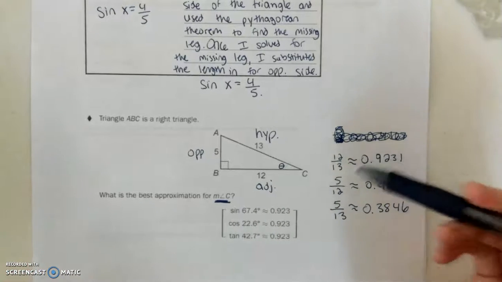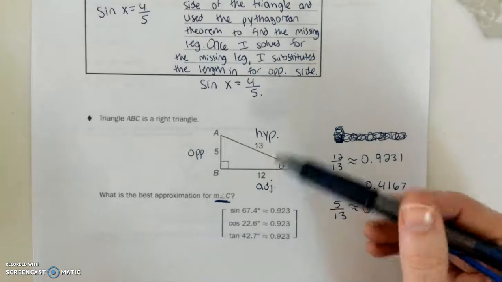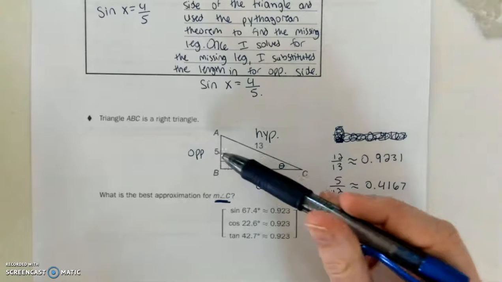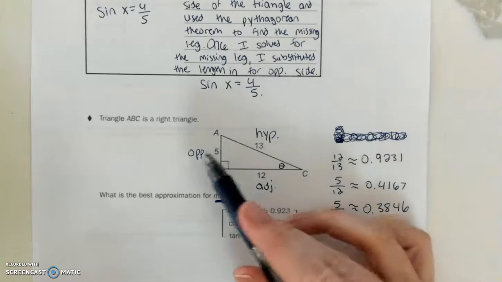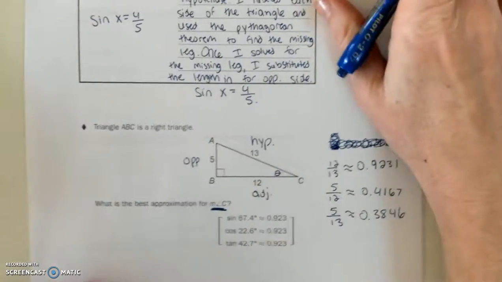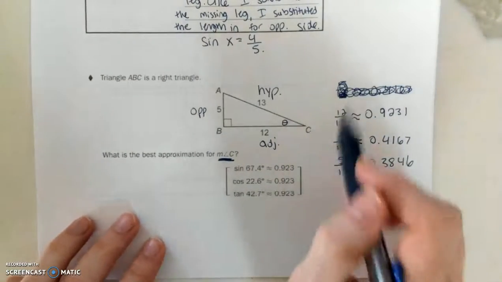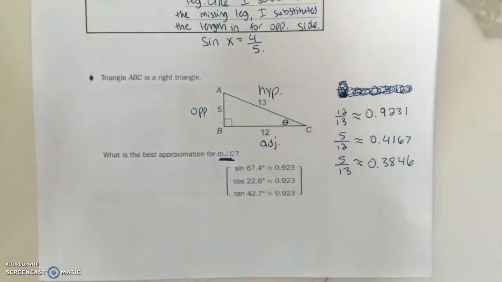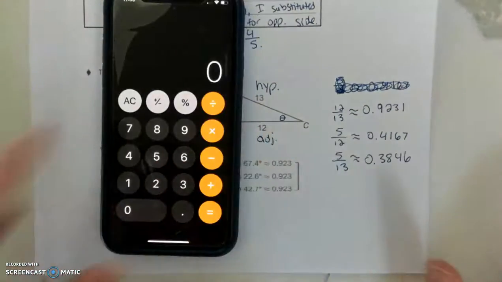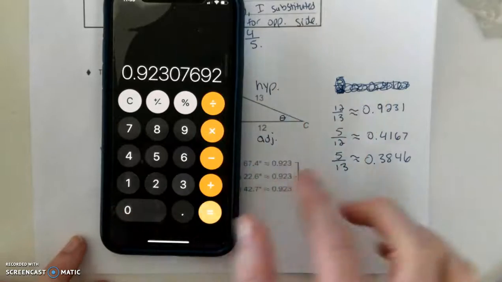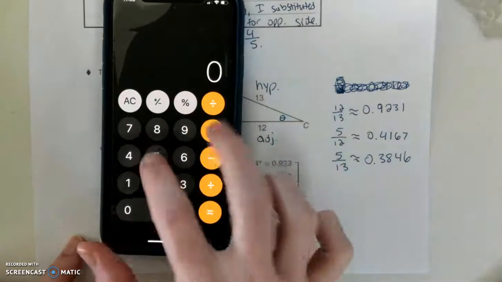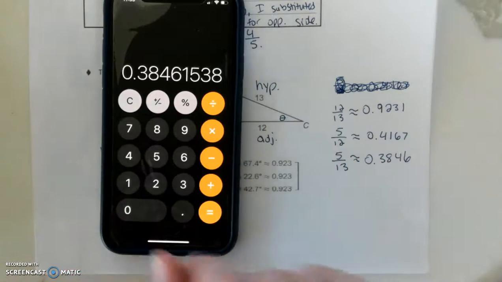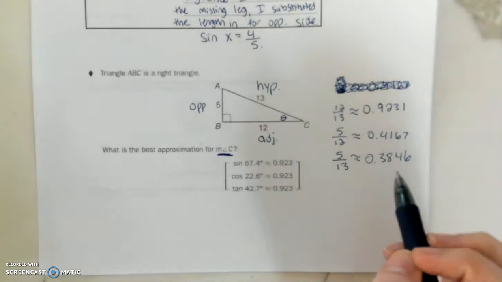So 12 over 13 is a possibility. That would be our cosine, adjacent over hypotenuse, right? 5 over 12 would be our tangent, opposite over adjacent, and 5 over 13 would be our sine, opposite over hypotenuse. So basically what I did was I just found all of these different possible combinations of sides, and then I just went to my calculator on my phone, and I got an approximation for what each of these are. All right, and I rounded it to 4 decimal places.